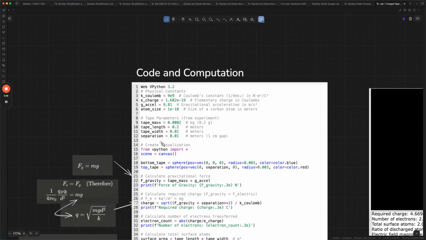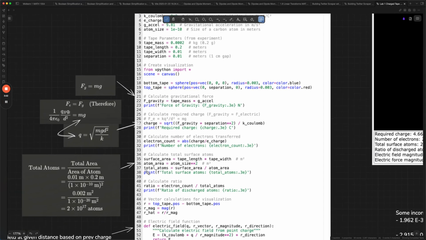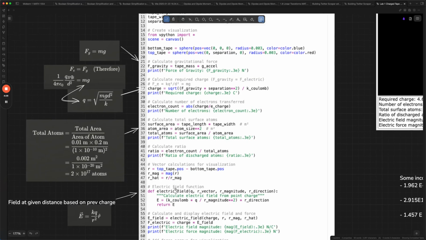And so here's an overview of our code. We set up our physical constants, lengths, and the separation that we got during our actual lab. And then we can apply our rearranged Coulomb's equation here, and for the total number of atoms, and then we can solve for the ratio. And then finally, we can apply our electric field using the Coulomb's equation by assuming that it's a point charge.